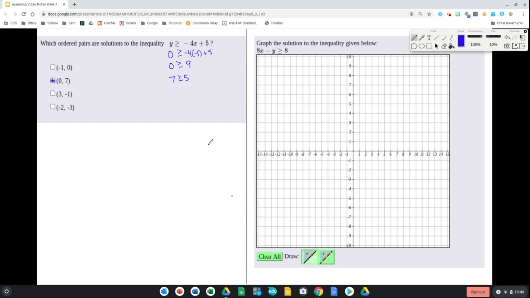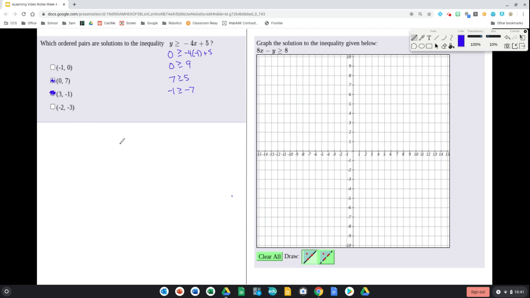What about the ordered pair 3, -1? All right, again, the -1 goes in for y. And when we put in 3 for x, we get -4 times 3, that's -12. -12 plus 5 is -7. And -1 is greater than or equal to -7. So that is a true inequality. So we would also mark that box.